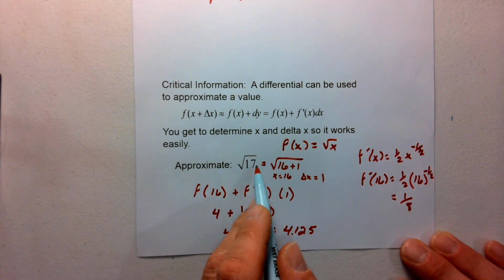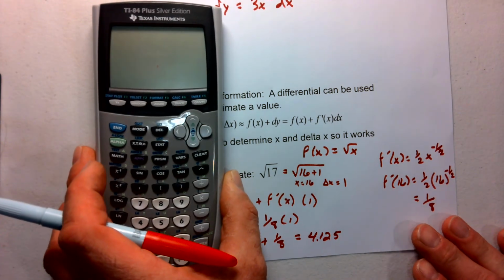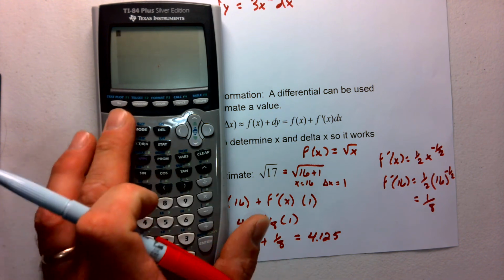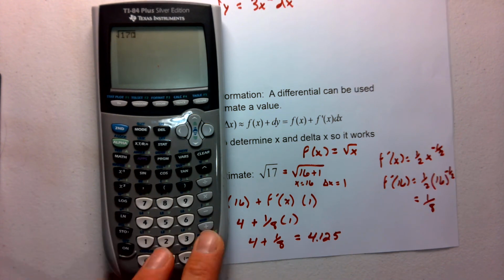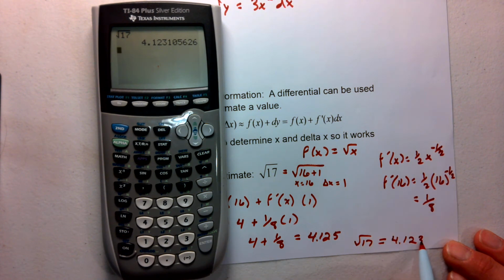4.125. And that's an approximation of the square root of 17. If you pull out your calculator, I'm sure you all have it handy, it's pretty close. If I take the square root of 17, that is actually equal to 4.123 and some other gibberish numbers.